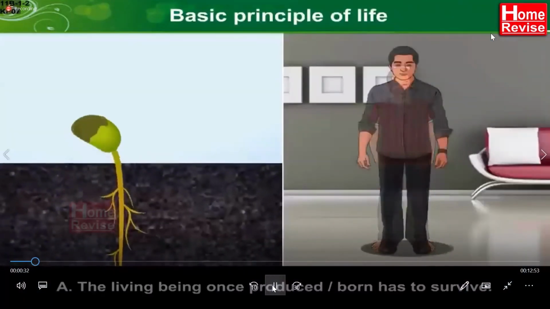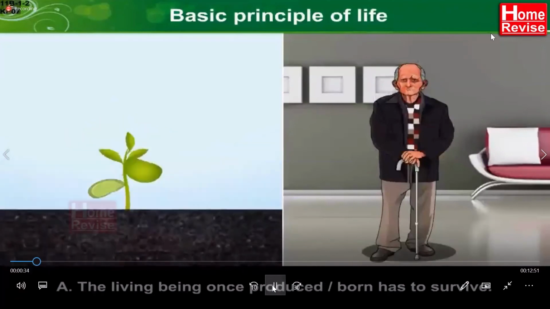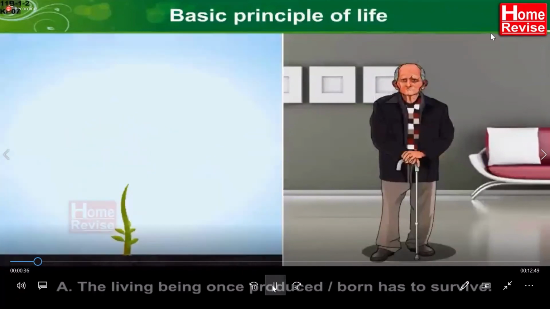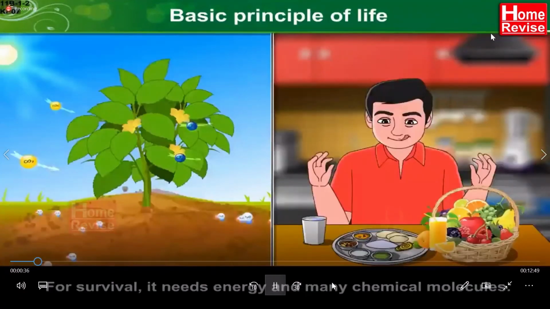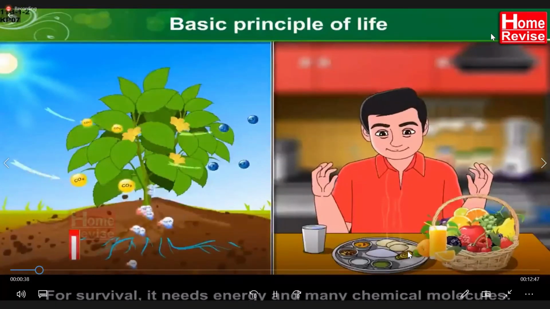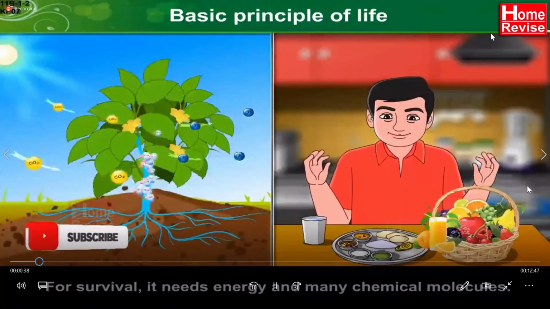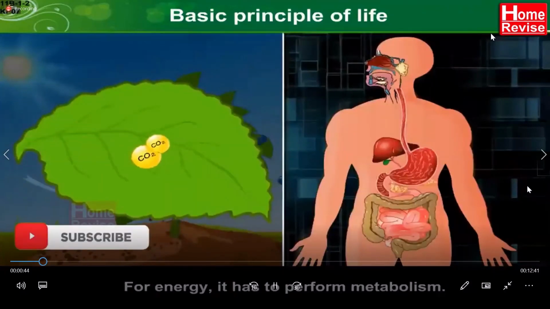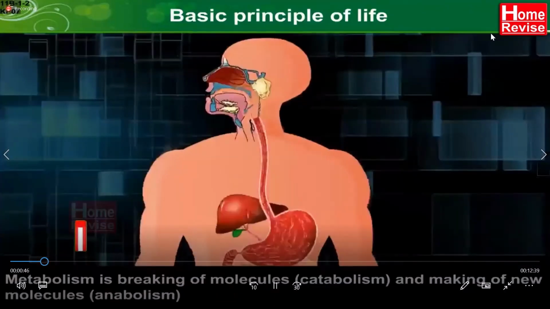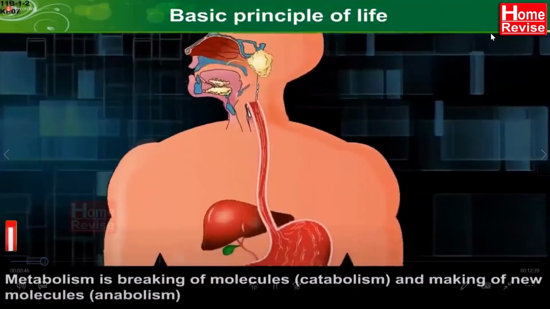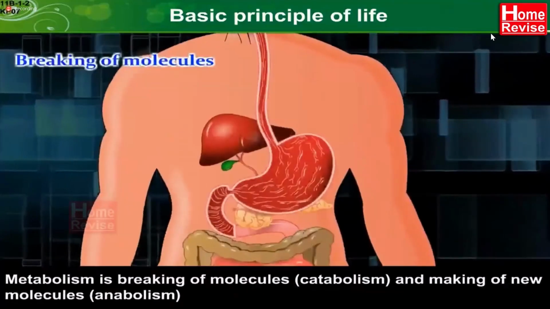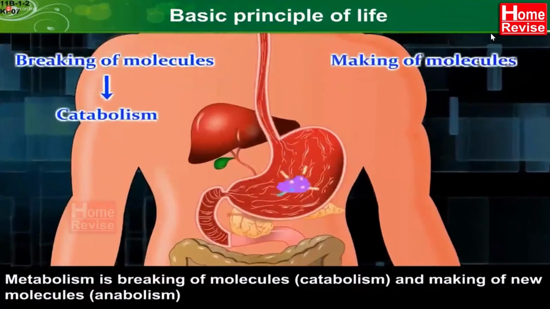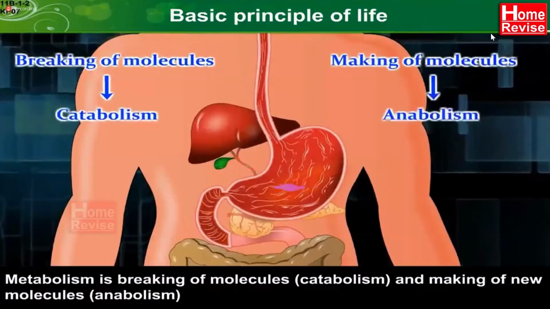Basic principle of life. A. The living being once produced or born has to survive. For survival, it needs energy and many chemical molecules. For energy, it has to perform metabolism. Metabolism is breaking of molecules, that is catabolism, and making of new molecules, that is anabolism.